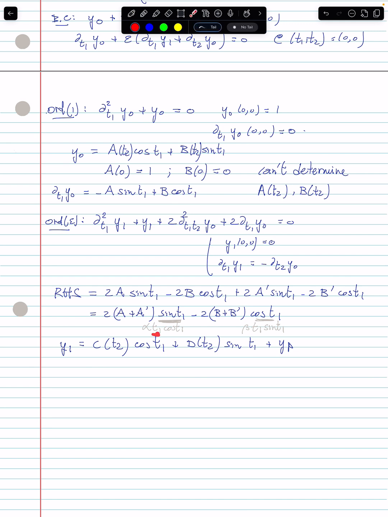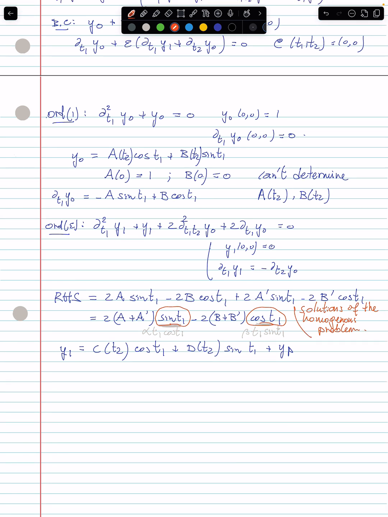And why will they create issues? Because of the polynomial exponential approach, I have to multiply these by polynomials, which definitely grow in time, multiplied by the cosine, and polynomials, which will grow in time, multiplied by the sine. And so because the sine and the cosine here are already solutions of the homogeneous problem, they will definitely create secular terms. These create terms that grow unbounded, and so we call them secular terms. And these secular terms, we don't want them.